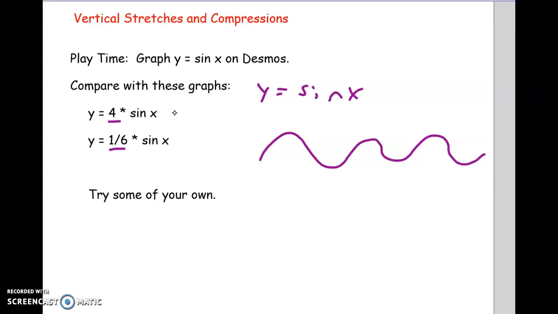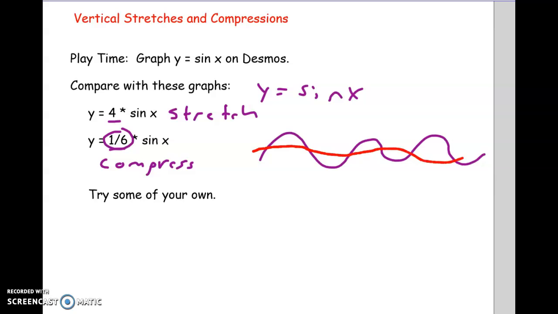First one, hopefully you got that this is going to stretch because the a is greater than 1. And this 1/6 is going to make it compress again vertically because this sixth is between 0 and 1. Right? And again, just so you know what it would look like, you're compressing it vertically, so it would be flatter. It'd look something like that. Right? Obviously, I'm not drawing it very well, but it would just compress it down.